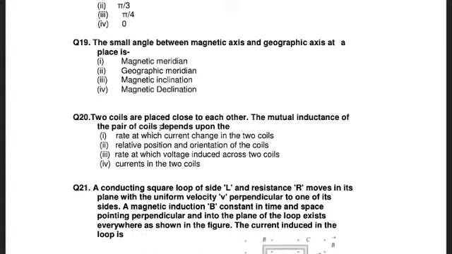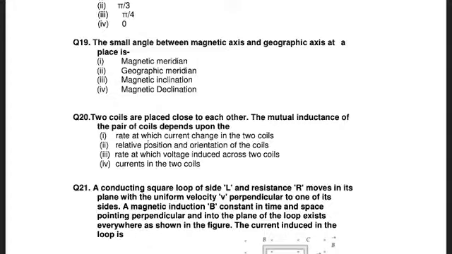Question number 20. Two coils are placed close to each other. The mutual inductance of the pair of coils depends upon: option 1, rate at which the current changes in the two coils; option 2, the relative position and the orientation of the coils; option 3, rate at which the voltage is induced across the two coils; option 4, currents in the two coils. Correct. The answer is option 2, the relative position and the orientation of the coils.